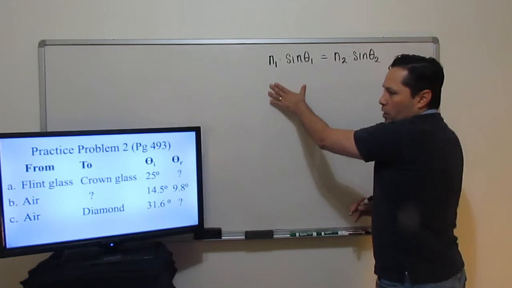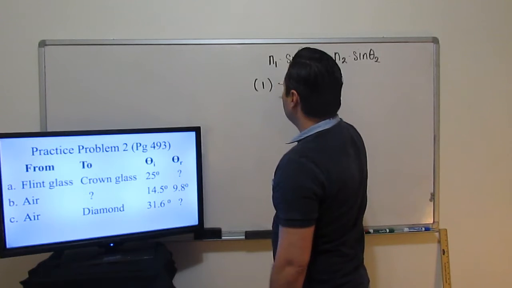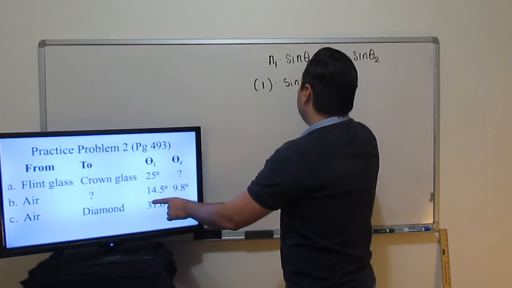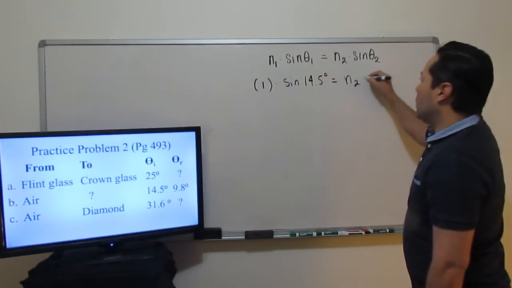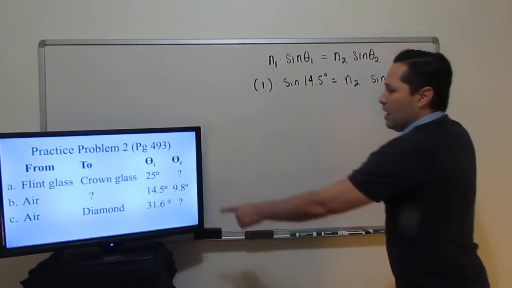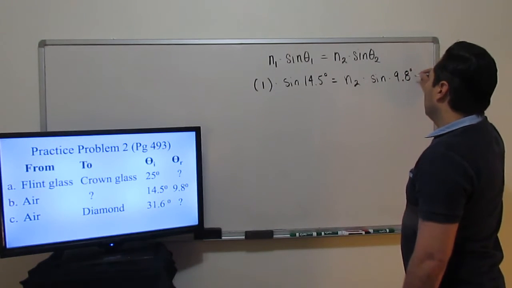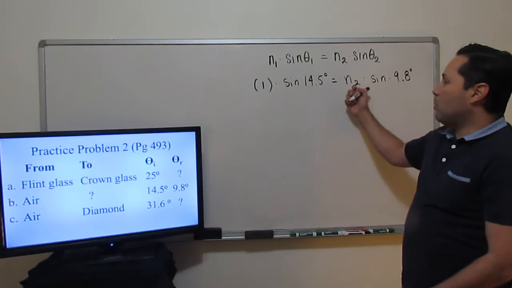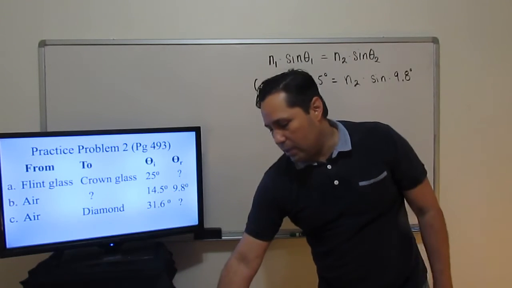Alright. So, N1 is air. The value of that is just 1.0. Multiply times sine of the angle coming in, 14.5 degrees. N2, that's what we don't have. And sine the angle going out, it is 9.8 degrees. Alright, so that's a problem. And now we're solving for something different. What is N2? And more importantly, they want us to identify it.